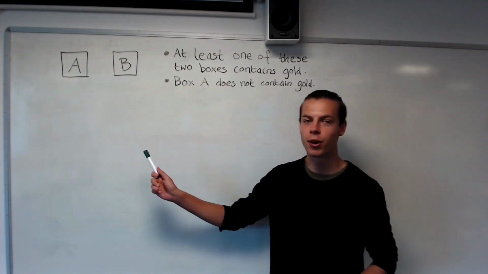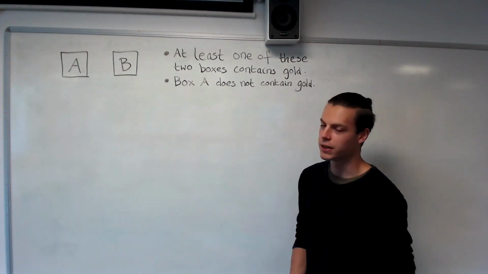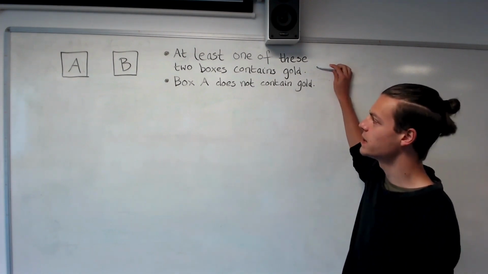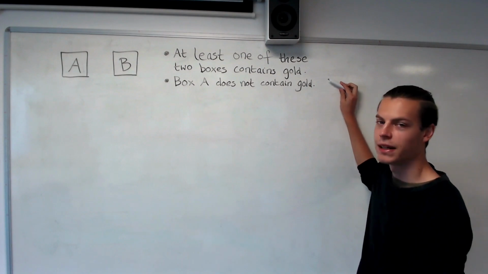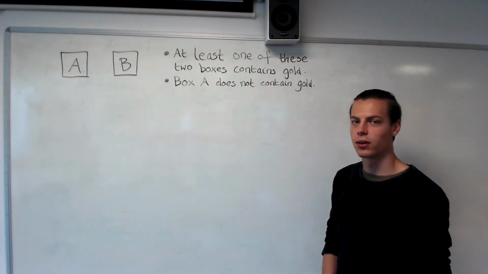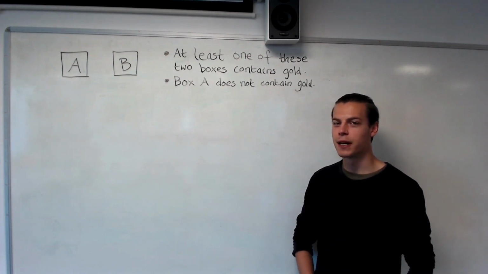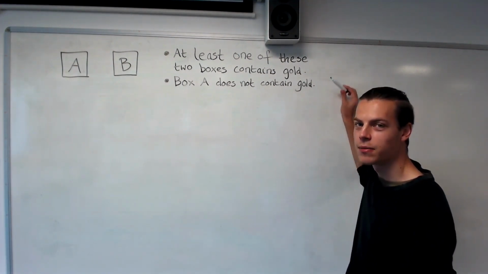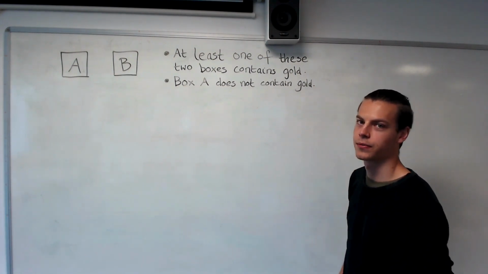Well, we come across 2 boxes labeled A and B, and we are told of these boxes that at least one of these boxes contains gold, and secondly, box A does not contain gold. Now, the final piece of information we are given is that either both of these 2 statements are true or they are both false. Okay?